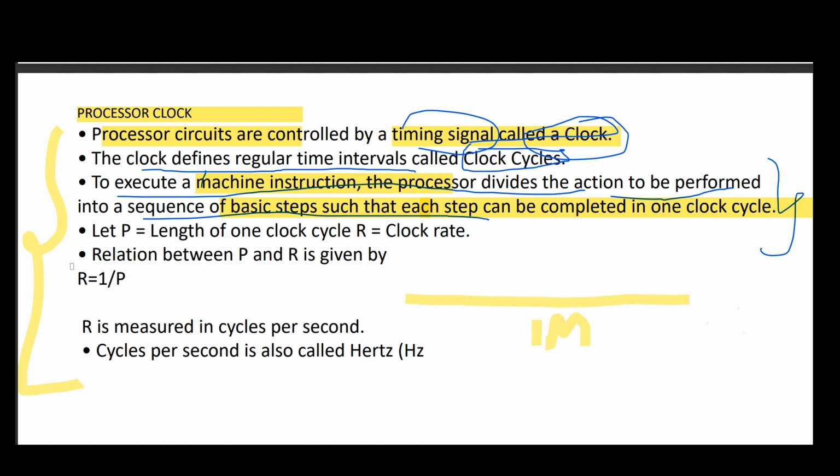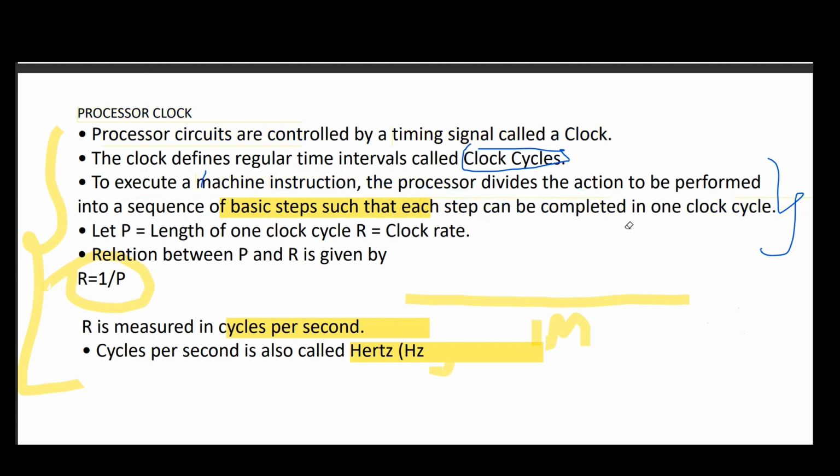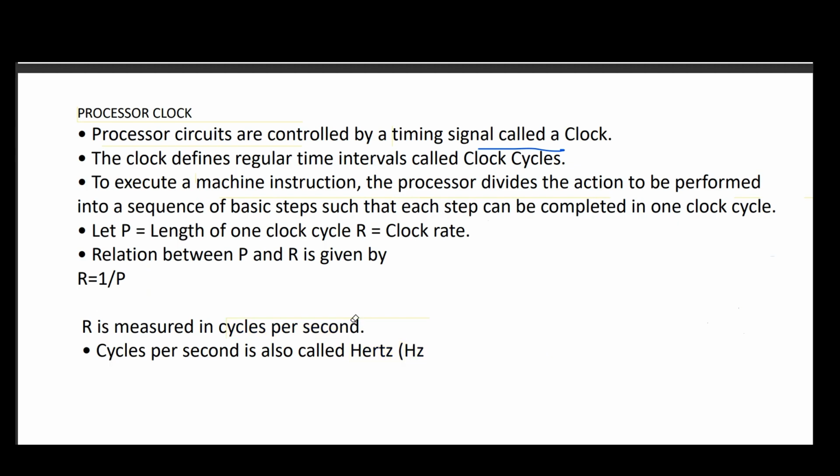This is an equation. If you write this equation whenever they ask about the clock rate, you will obviously get 1 mark. R is measured in terms of cycles per second, which is nothing but hertz. I know you all know about this. You will also learn this concept in physics. So all this is about the processor clock or clock rate. Hope you all understand whatever I said in this.